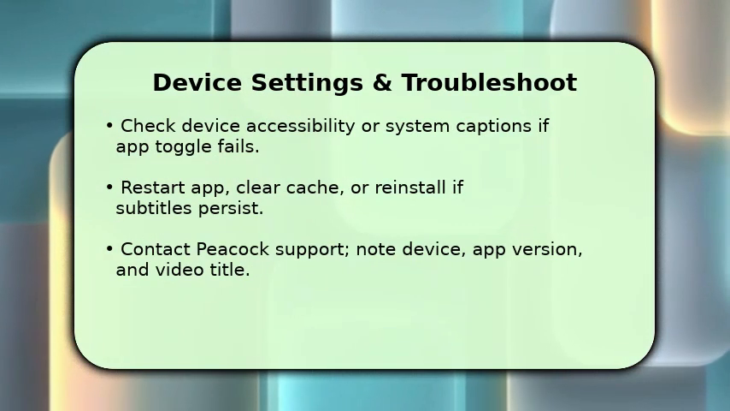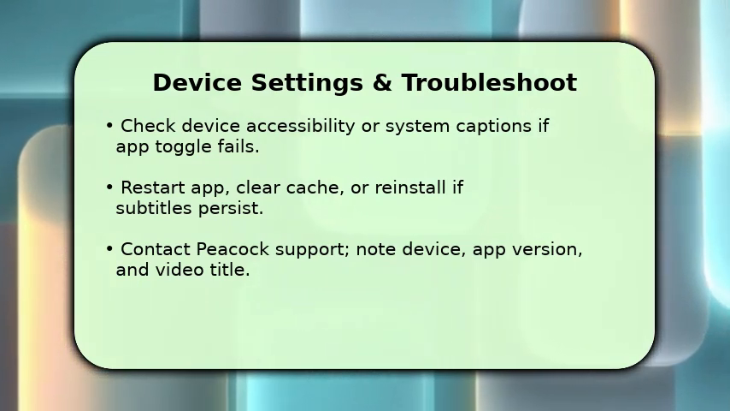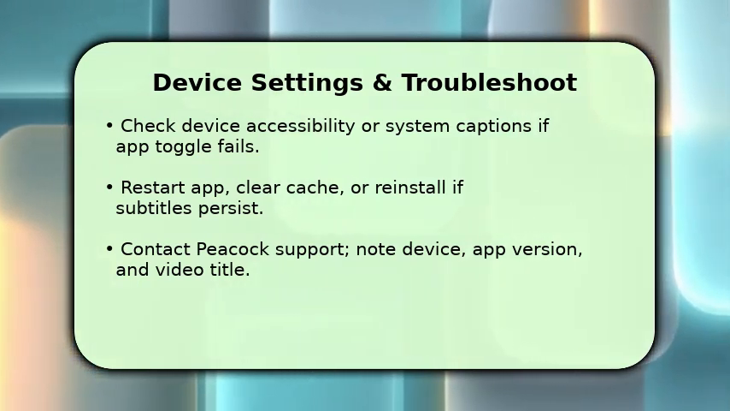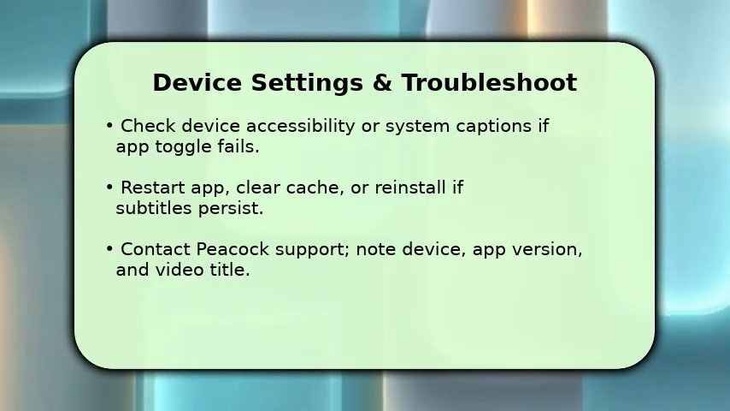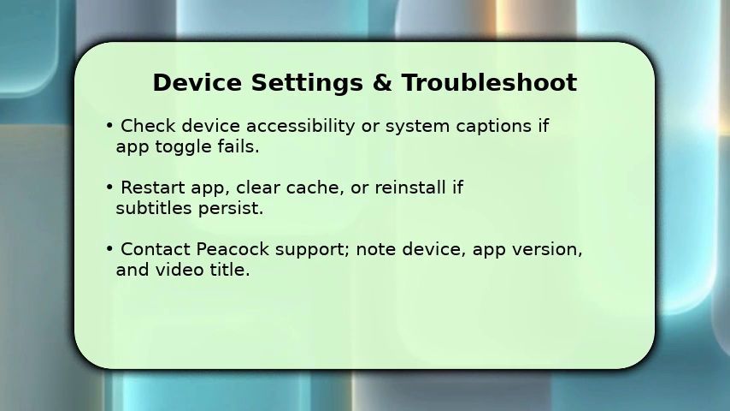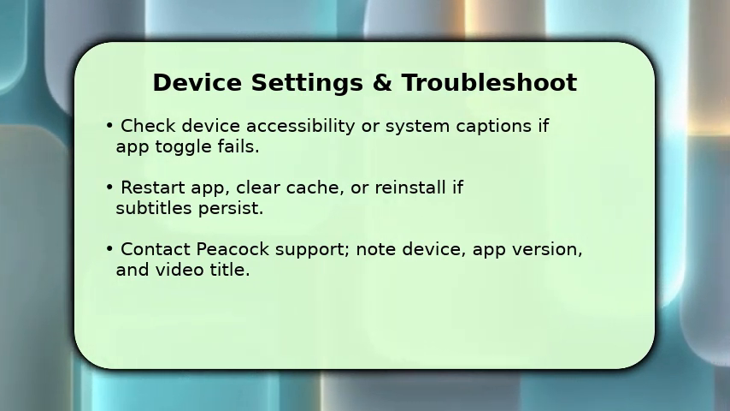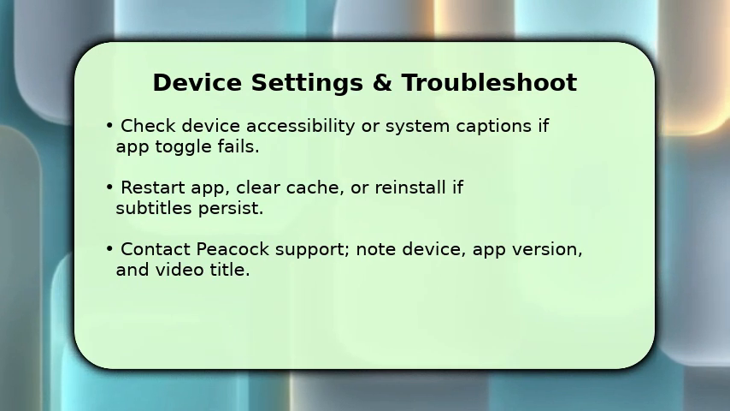You finish by checking system-level captions if the app toggle didn't work. Some TVs and phones force subtitles via accessibility settings. If captions persist, close the app, clear cache or data, and restart. Make sure you're on the latest app version and reinstall as a last step.